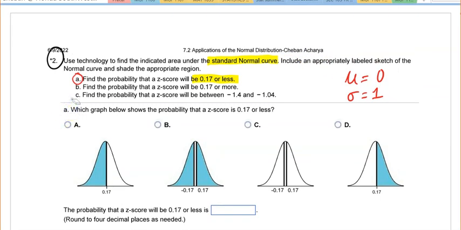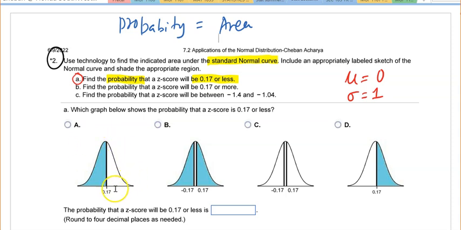Part A says find the probability that the z-score will be 0.17 or less. Here, find the probability. I want to tell you probability is the same as area. Therefore, here we are basically looking for the area under this standard normal curve to the left of 0.17. Well, let's find which area represents 0.17 or less.